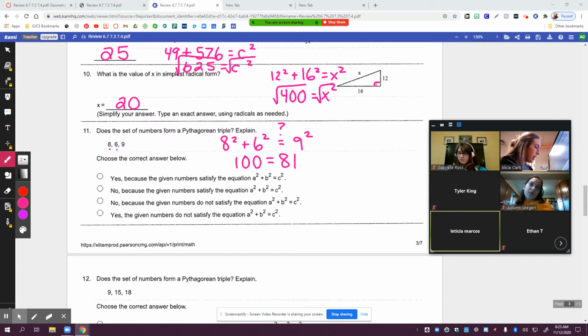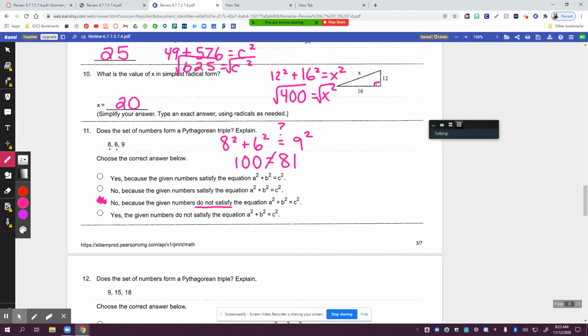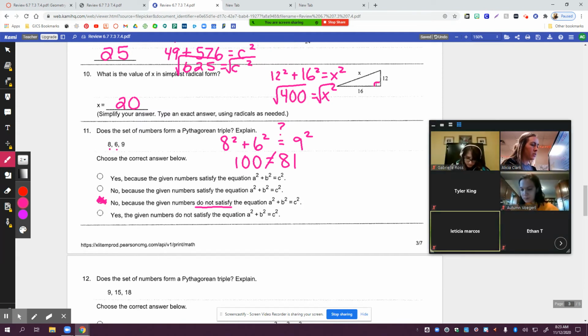Okay, so anyway, to finish 11, you have 100 and you have 81. Those are obviously not equal to each other. So that's not going to form a Pythagorean triple. So we're going to look for the option that says no, and it's because they do not satisfy that equation. Okay, any questions on any of those that were on that page?